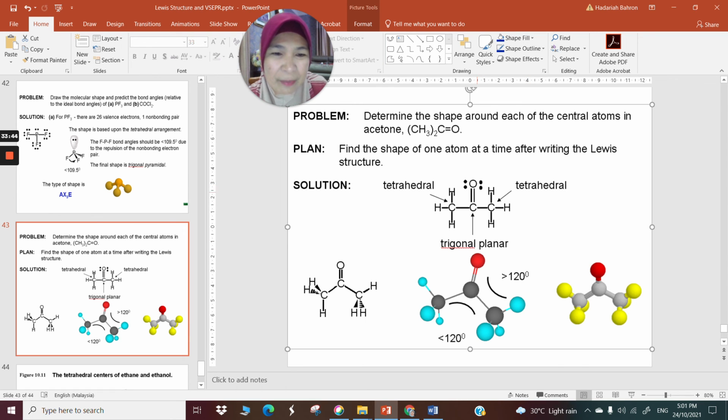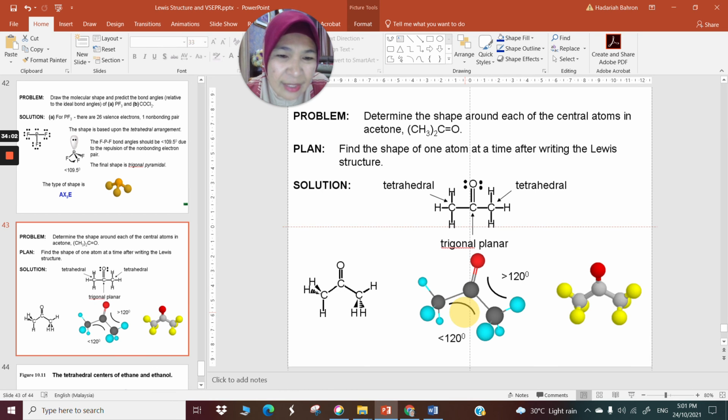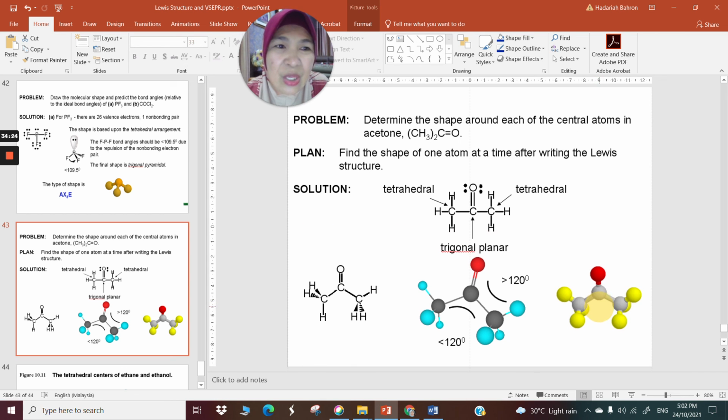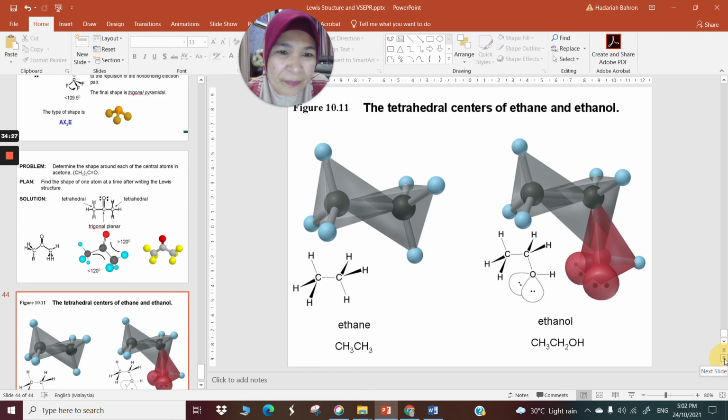Remember, your oxygen here will have lone pairs of electrons. It's going to somehow push the others slightly away from itself because these lone pairs, as I was telling you, are occupying a larger space. Then you're going to have this bond angle be less than 120, that bond angle be less than 120. So practically the shape of acetone is like this: carbon, oxygen, CH3 on the left, CH3 on the right, and you have this bond angle in the middle here to be less than 120.